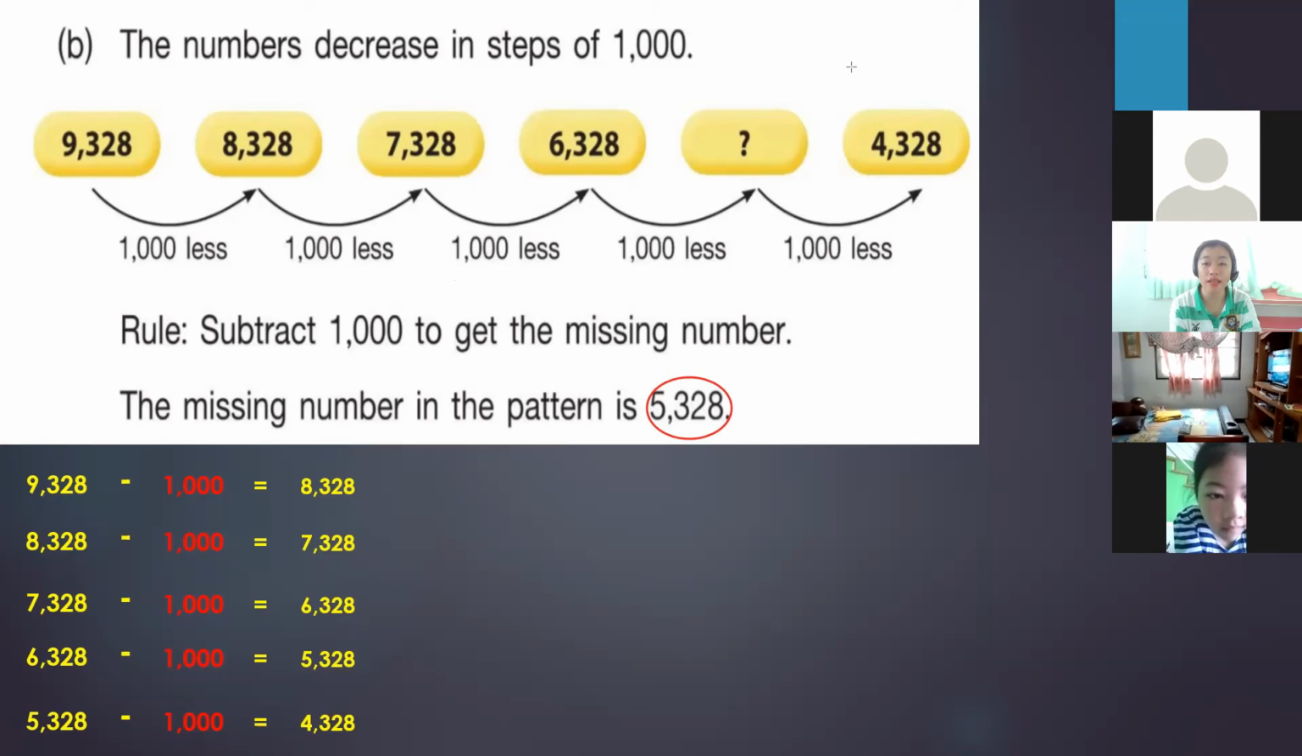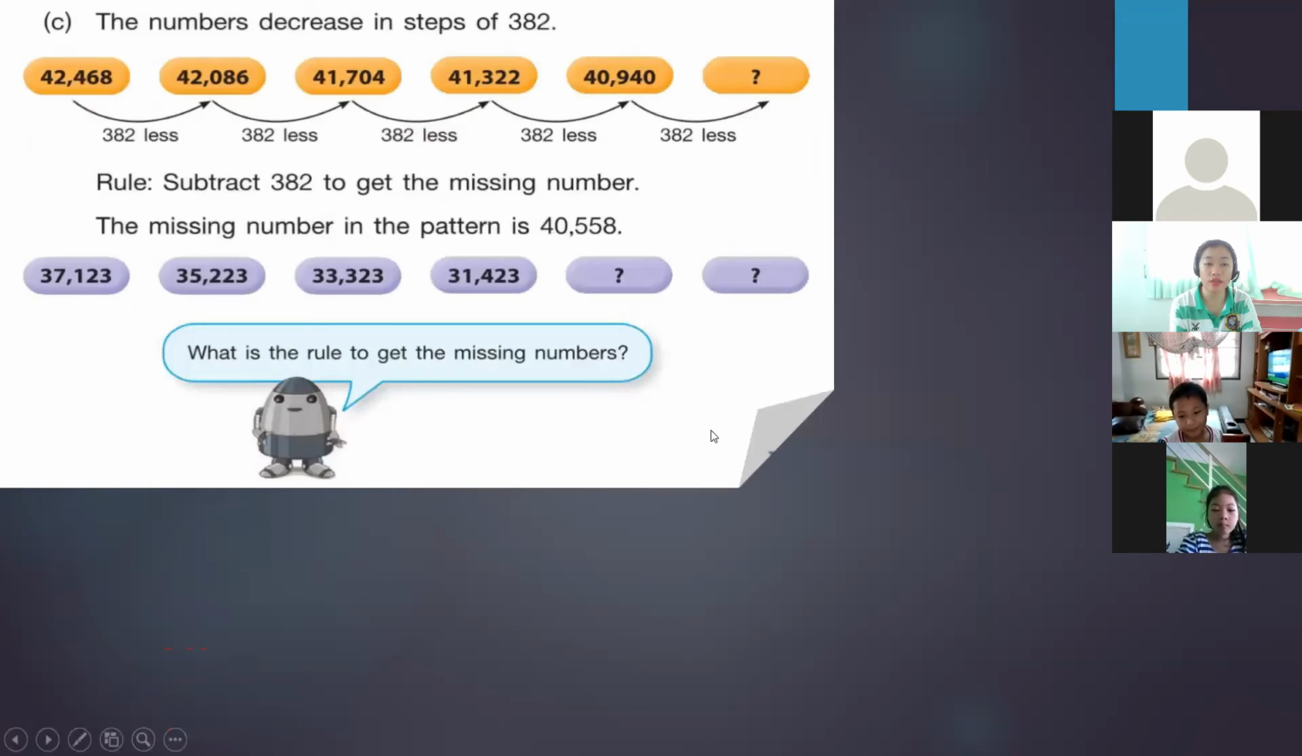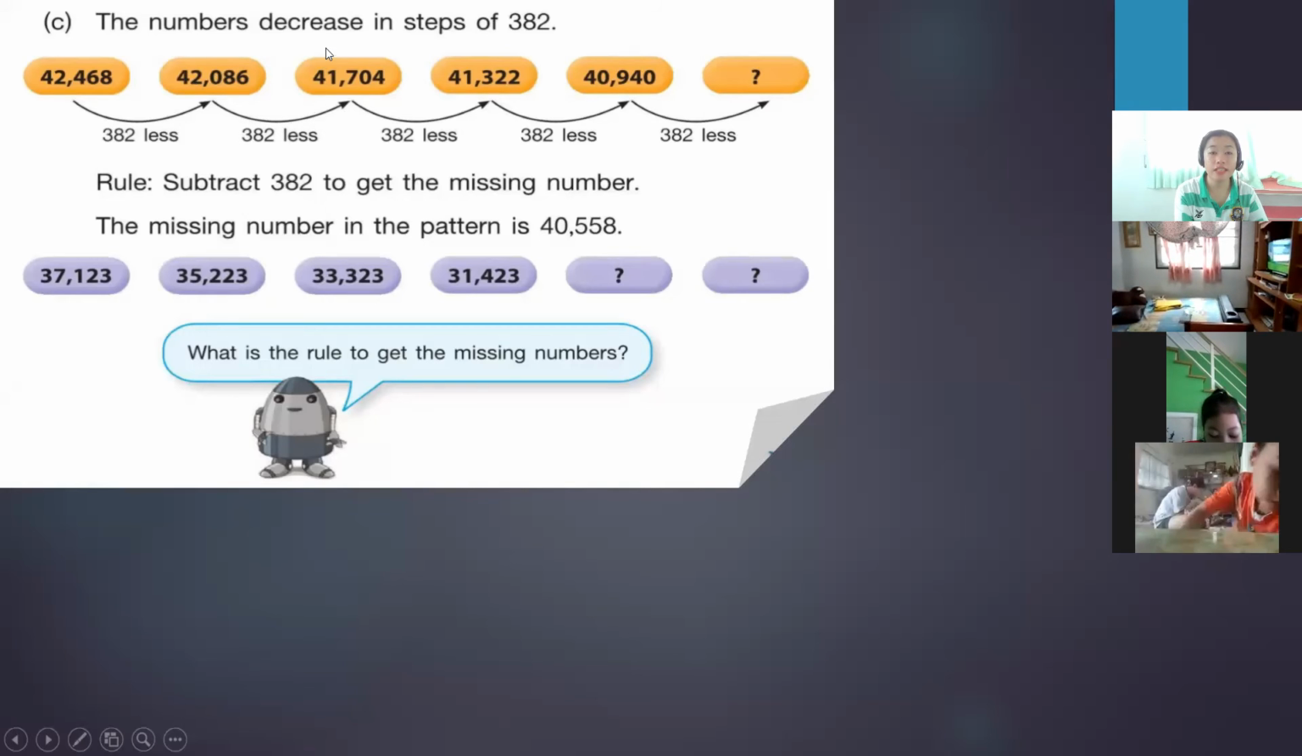So when we say subtract, we minus. Okay, so let's proceed to the next one, letter C. The numbers decrease in steps of 382. So we're going to subtract 382 from the numbers. We have 42,468 minus 382 is 42,086. 42,086 minus 382 is equal to 41,704.